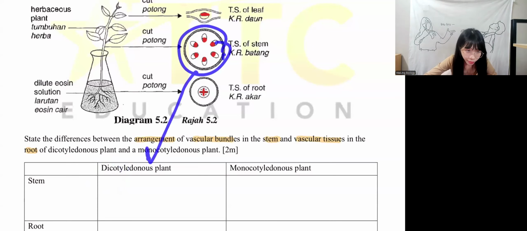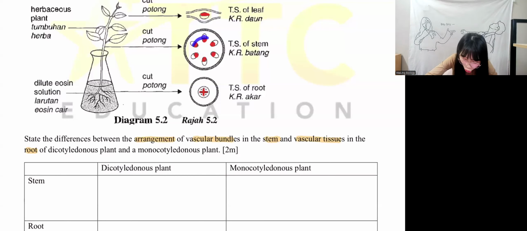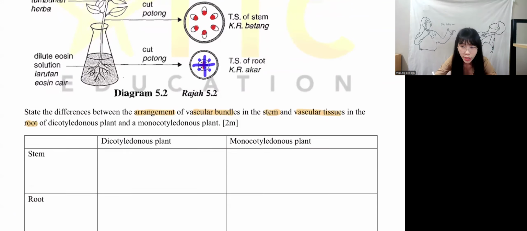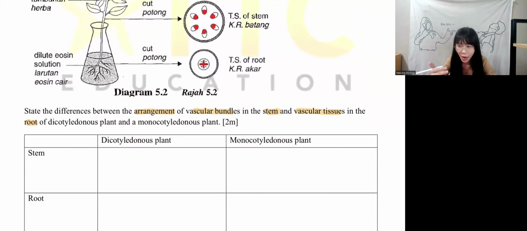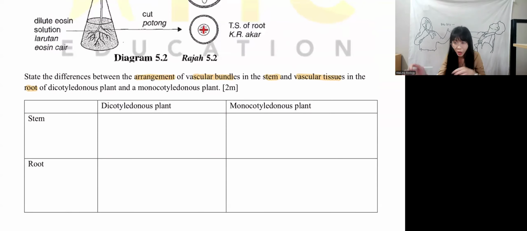This is the stem. In the stem, the vascular bundle will form a ring around the pith. So xylem is inside, phloem is outside. In the root, the xylem is a star shape. Phloem fills in the area between xylem. So this is the dicotyledonous stem and root. We will write the dicot first, and then later we will write the monocot, yeah?